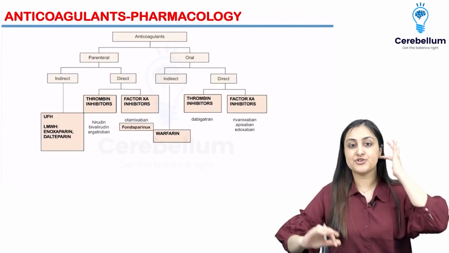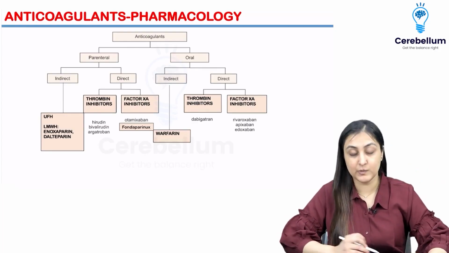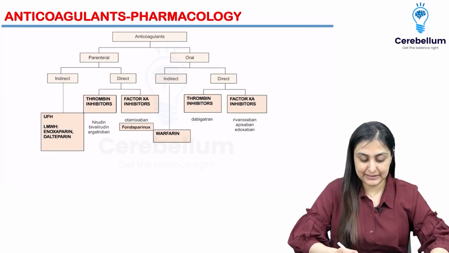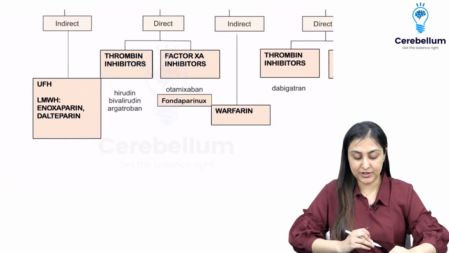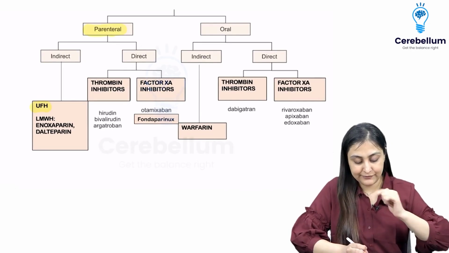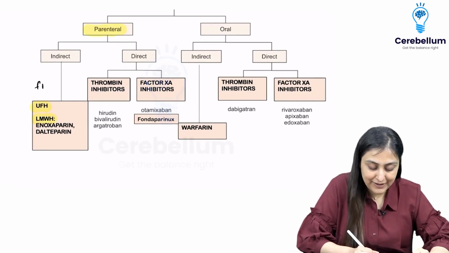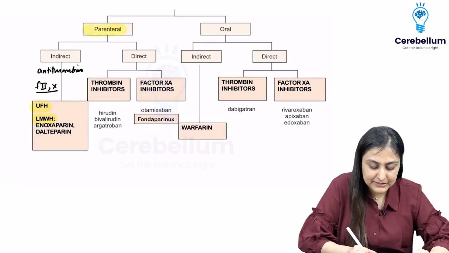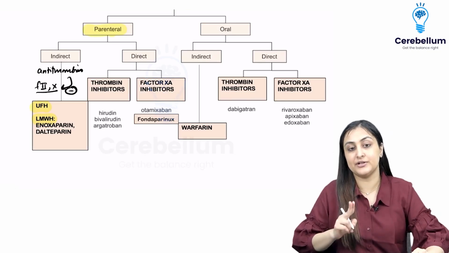Now let's just finish off the pharmacology of anticoagulants. So here you could have parenteral versus oral. Let's first look at the parenteral anticoagulants. Here you have three main categories. The first are unfractionated and low molecular weight heparins. These bind to antithrombin and activate it. Antithrombin has an ability to inactivate both factor 2 and 10.